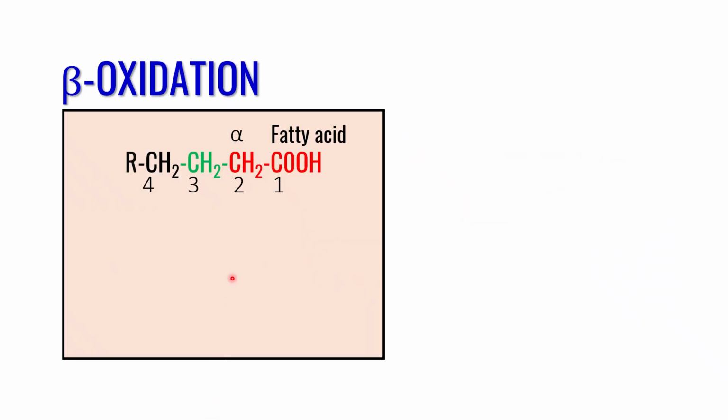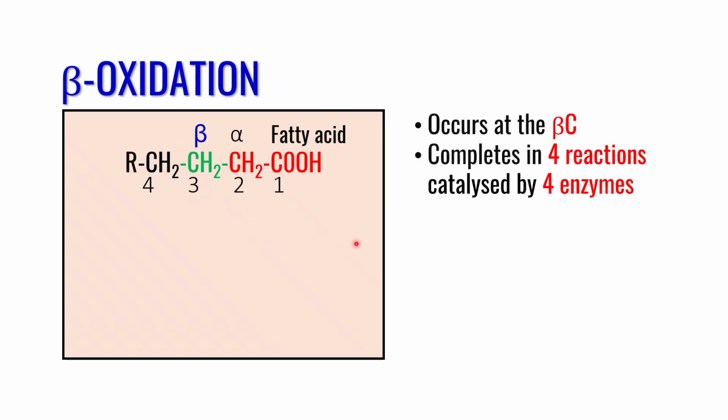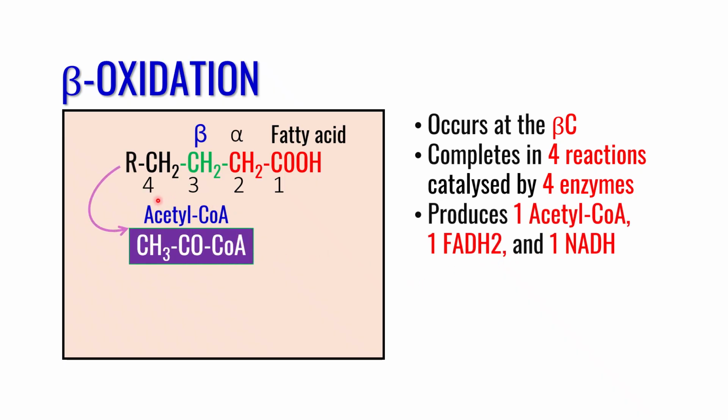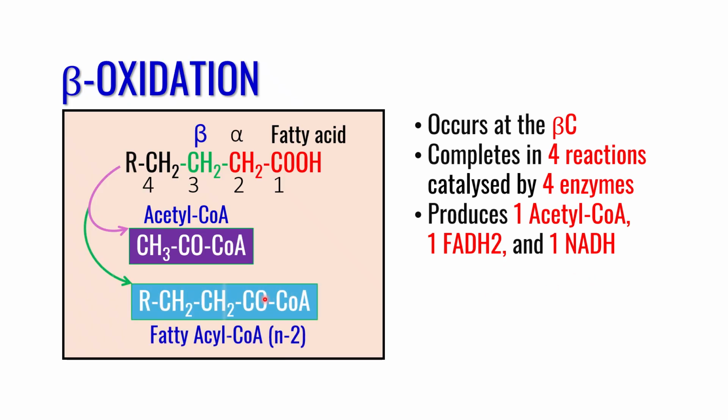Now we know beta carbon atom, therefore let us define beta oxidation. This is called beta oxidation because it occurs at beta carbon atom in a fatty acid which is corresponding to carbon atom number 3. It completes in 4 recurring reactions catalyzed by 4 distinct enzymes and produces one acetyl-CoA, which is a 2 carbon atom unit, one FADH₂ and one NADH. Because of the production of FADH₂ and NADH, fatty acids produce more energy than the carbohydrate and proteins or amino acids. The remainder fatty acyl-CoA is shorter by 2 carbon atoms than the original one.